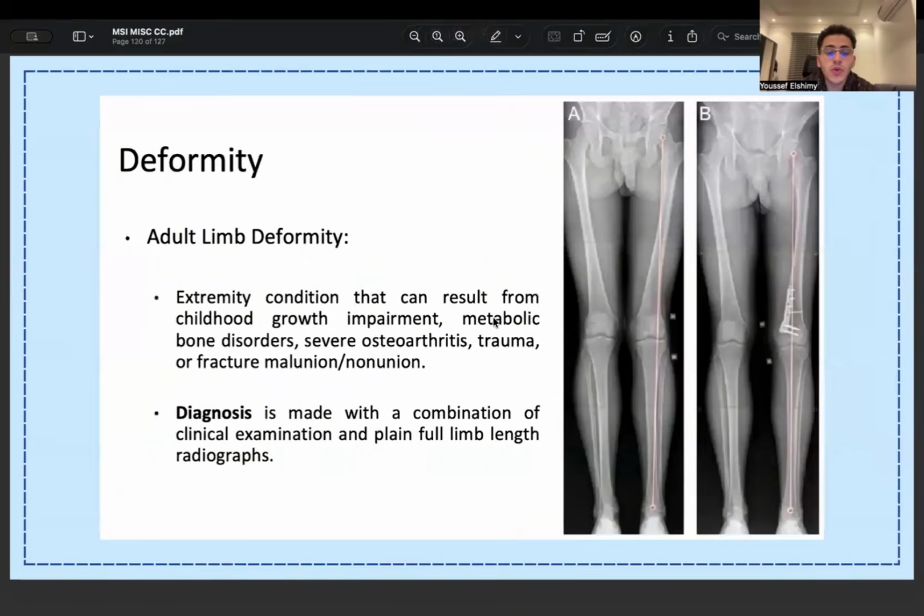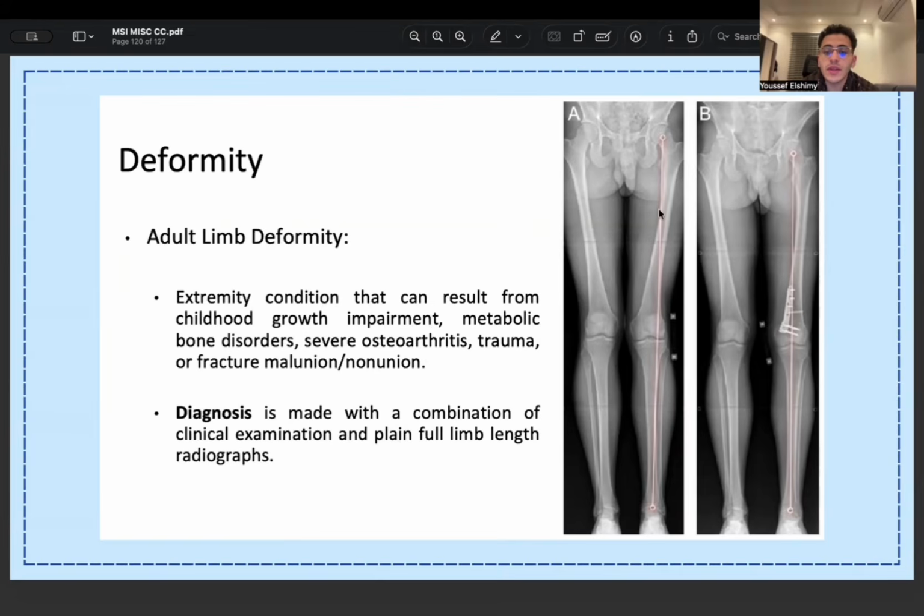Okay, so we are going to talk about deformity. Adult limb deformity is basically a condition that can result from different causes, like childhood growth impairment, metabolic bone disorders, severe osteoarthritis, trauma, or fractures. Okay, and in order to diagnose a deformity, you need, of course, to start with history as well as physical and clinical examination, and you have to take plain full limb length radiographs.